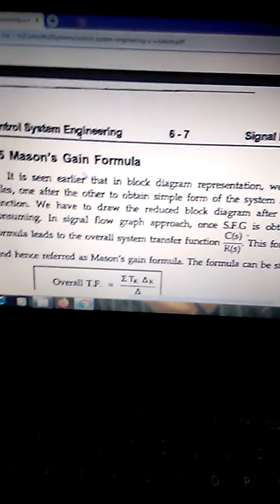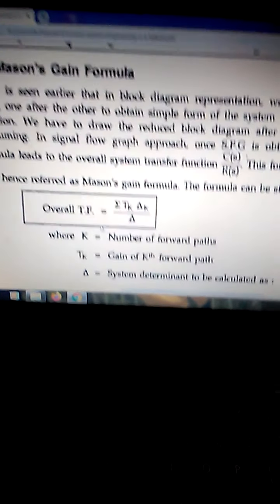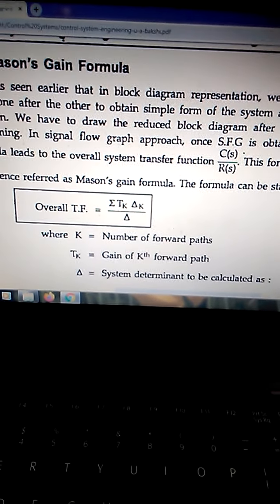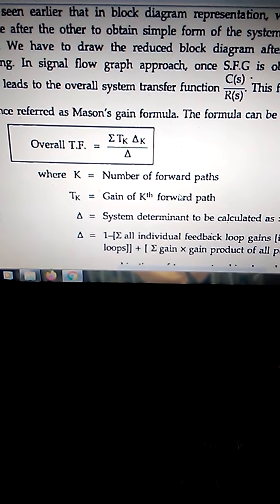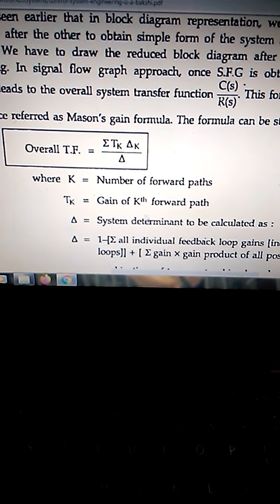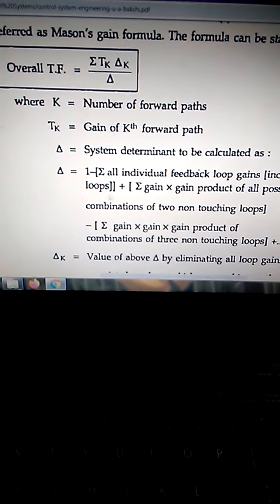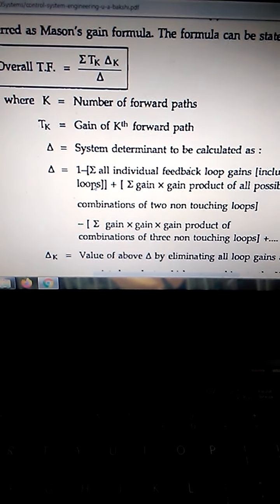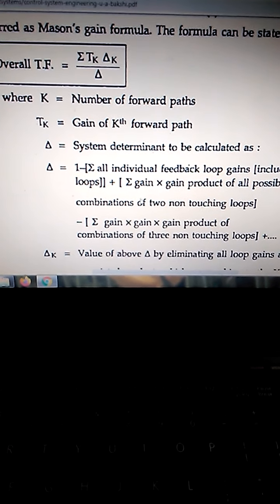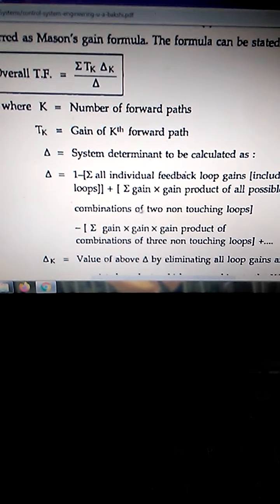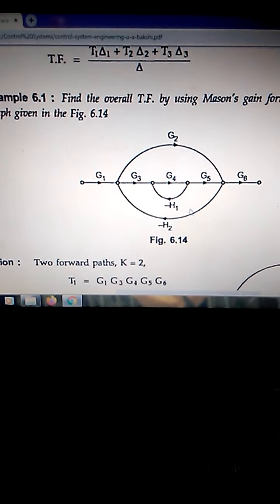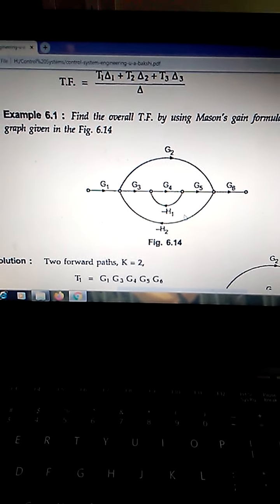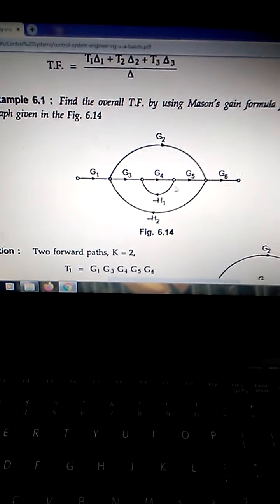Next we have a formula called Mason's gain formula, using which we can find the overall transfer function for a given signal flow graph. It is the summation of Tk delta k divided by delta, where k is the total number of forward paths, Tk is the gain of the kth forward path, and delta is the system determinant to be calculated. Delta is written as 1 minus the summation of all the loop gains, plus the summation of gain products of all possible combinations of two non-touching loops, and it continues. Next we'll find the transfer function for this given signal flow graph.